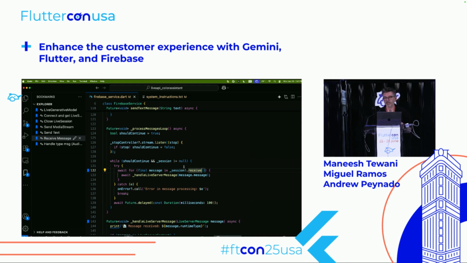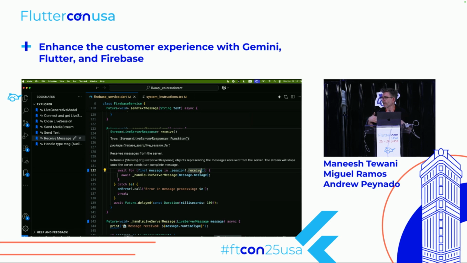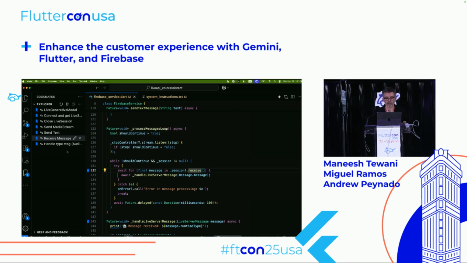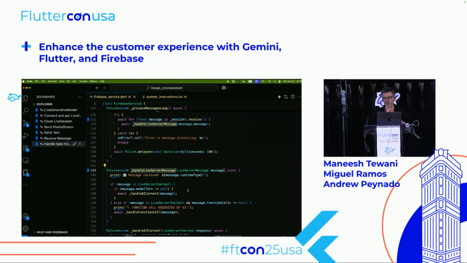So I have a session receive, which is basically an endless loop where I'm trying to get the message. If the message is about audio, I play the audio. If the message is about changing the color, that means executing a function call, and I'm executing this function call. This is the handler where I'm doing these things. So as you see, it was like three or four methods I needed to use inside of my Flutter app for creating this kind of live conversational API.